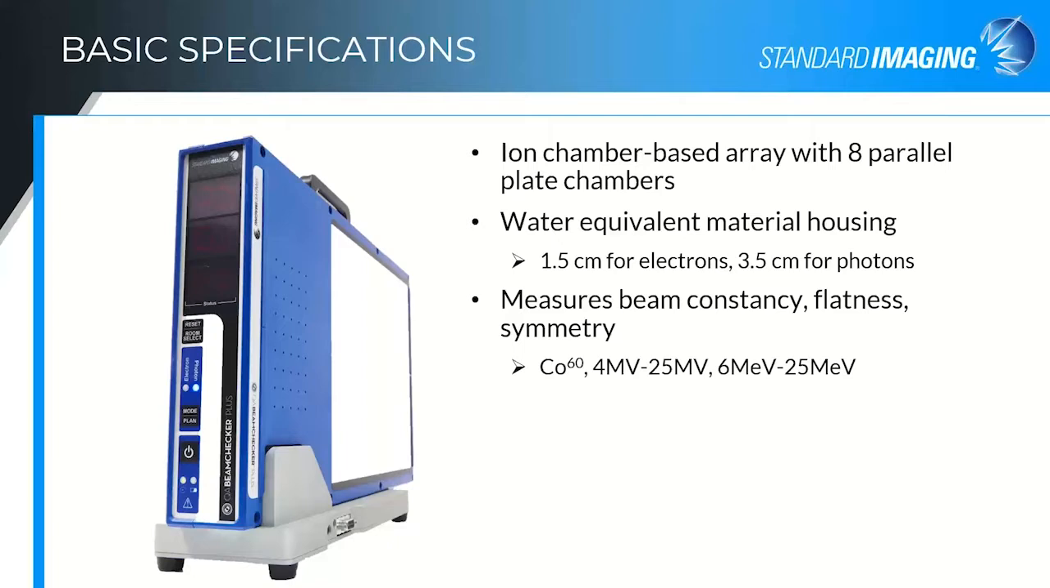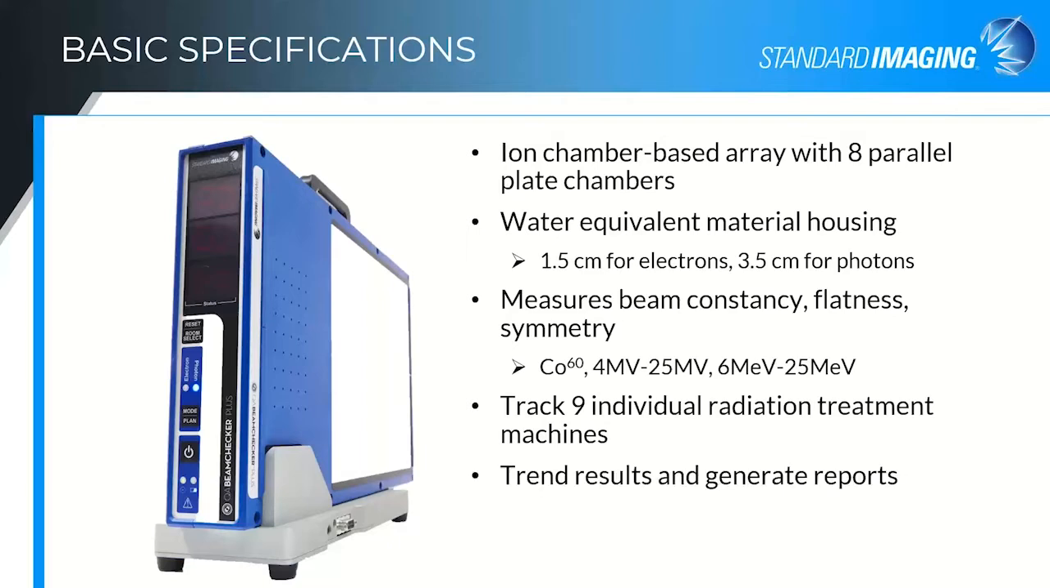The QA BeamChecker can measure flatness, symmetry, and constancy for cobalt energies all the way up to 25 MeV photons, and for 6 MeV electrons up to 25 MeV electrons. You can as well track 9 individual radiation treatment machines, or we call them rooms. You can essentially set up 9 different rooms in the device and store the data at a time. We do find that most of our customers would do 2, probably, maybe 3 at the most with each one, but it's nice to know that it does have that capability.